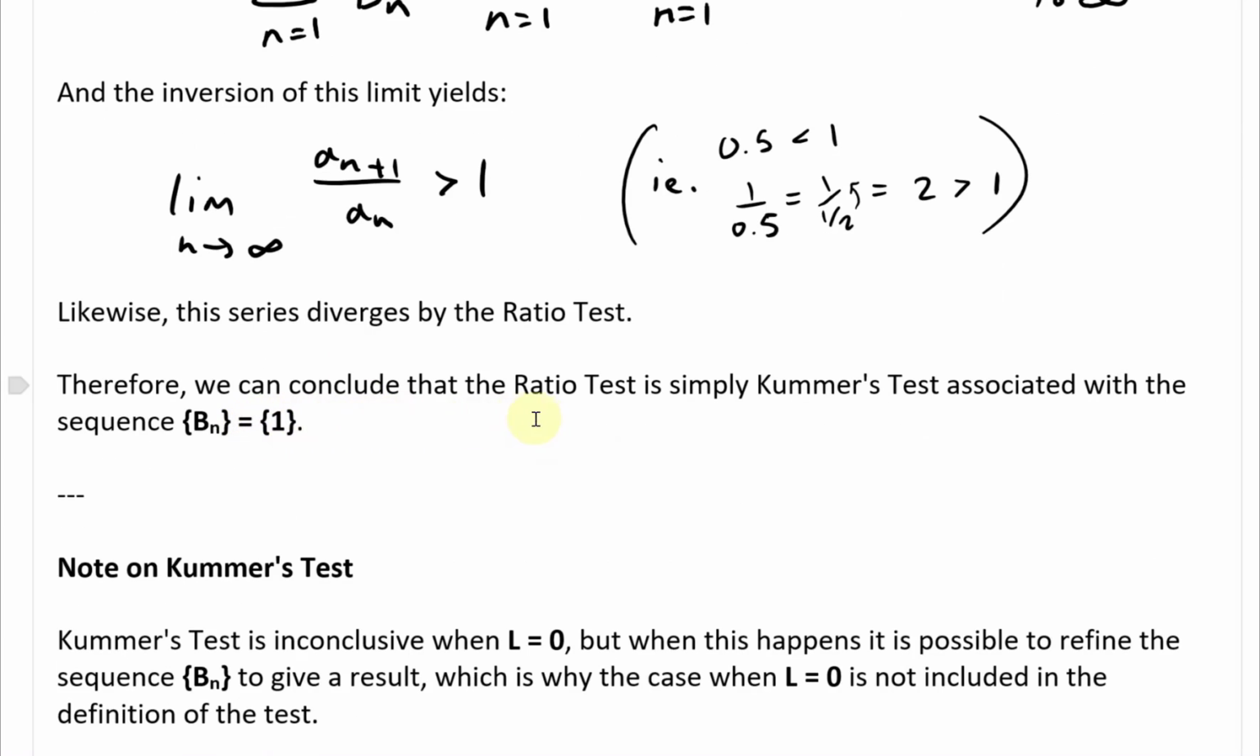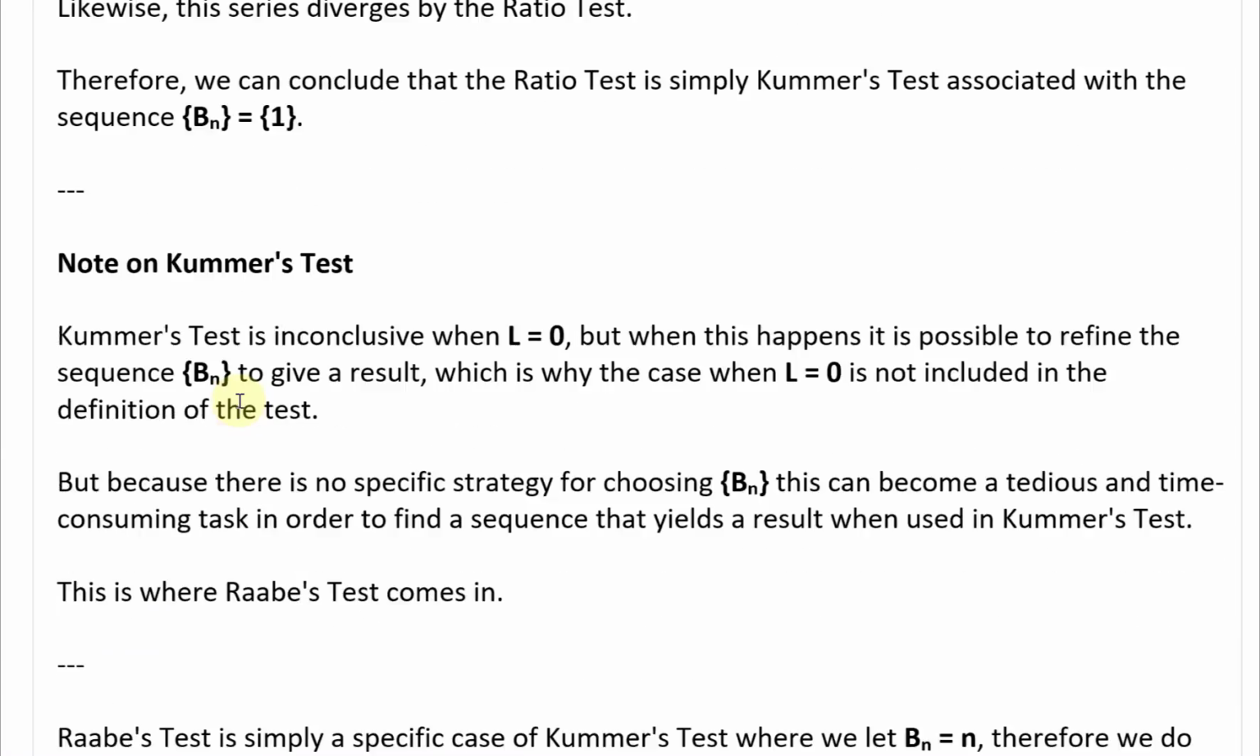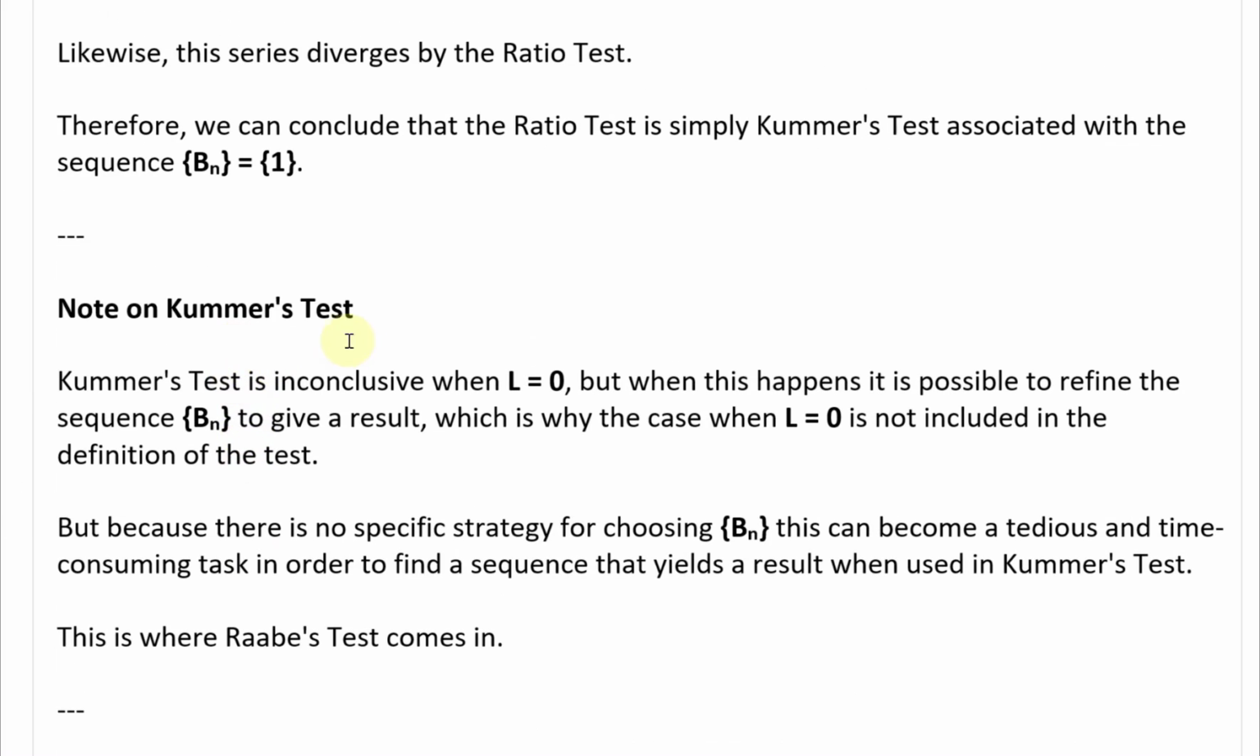And therefore, we can conclude that the ratio test is simply Kummer's test associated with the sequence Bn equals 1. So yes, that's fascinating stuff. So, a note on Kummer's test.